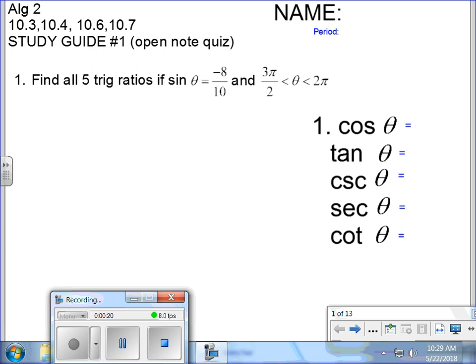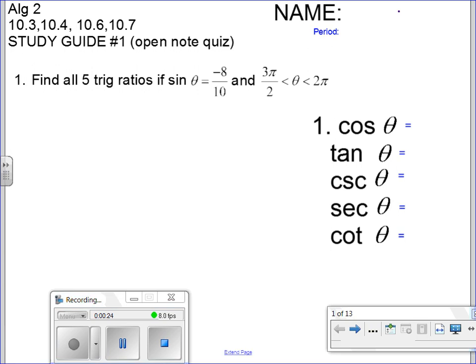We are given a sine value, and we're given a little bit of information on where theta lives. Let's talk about theta first. Theta lives between 3 pi over 2 and 2 pi. Can somebody tell me what quadrant that would be in? Ashley? Quadrant 4. Perfect.